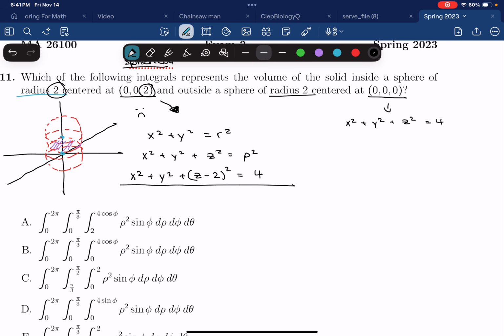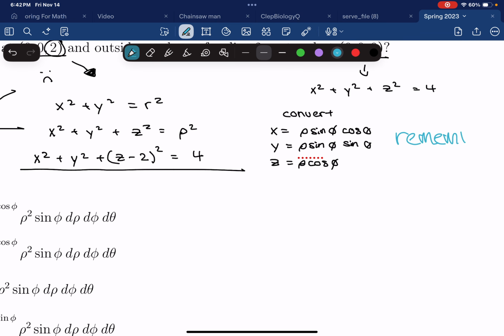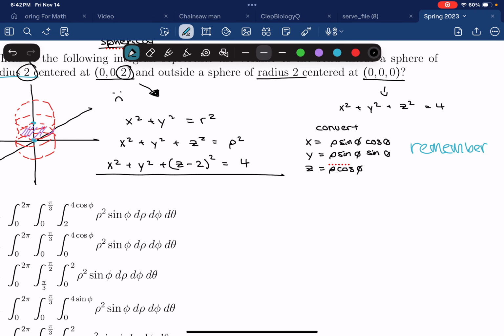So, what are we going to do from then? Now, we got to convert. Remember that x in this case is equal to rho sine of phi cosine theta. Y is equal to rho sine phi sine of theta, and z is equal to rho cosine of phi. Remember these. They're so important to know. And now we got to convert them. So let's convert this one first.